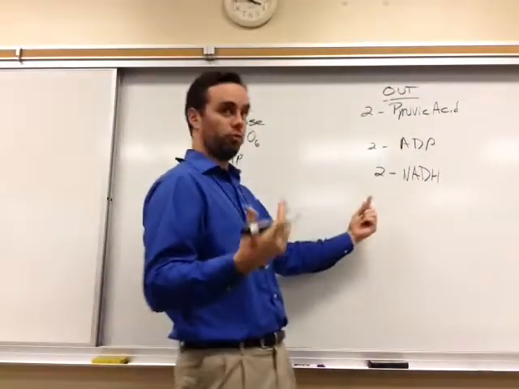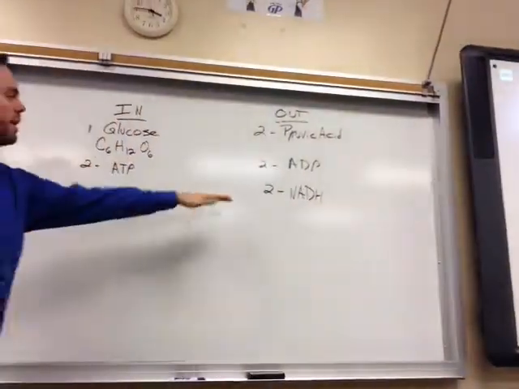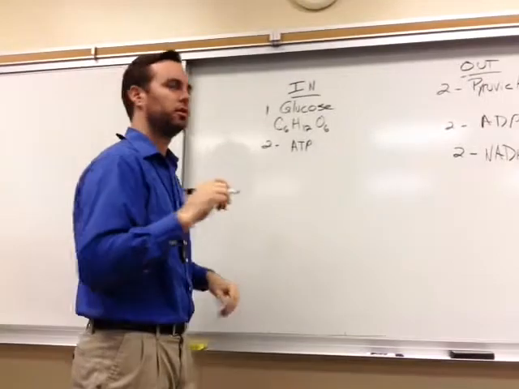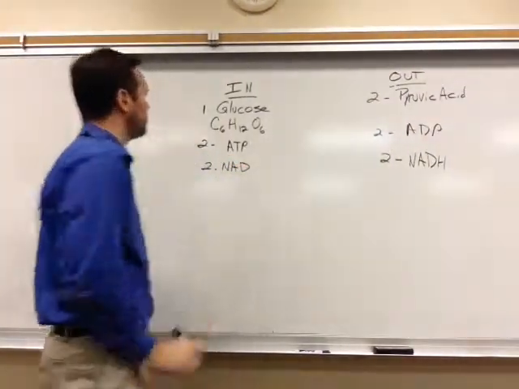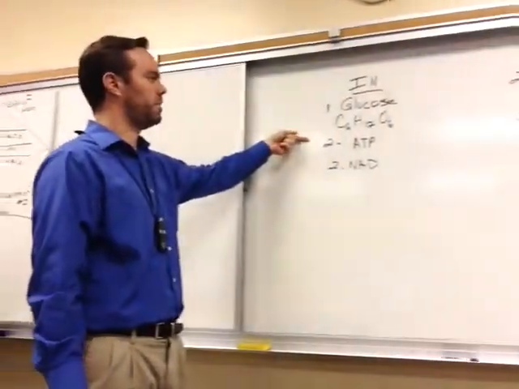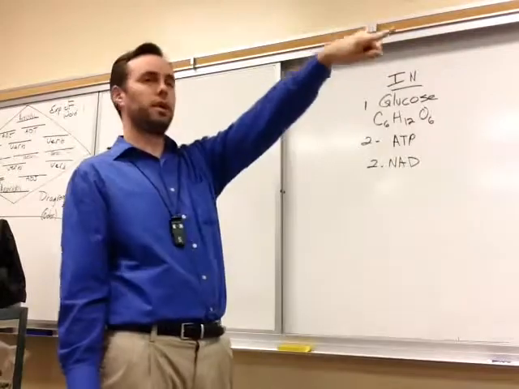To remember these, I remember the full bucket has more letters than the empty bucket of energy. What's the empty bucket that came in, Anthony? Very good. So 2 NADs. So we've got ATP coming in, 2 of them, ADP going out. 2 NADs coming in, 2 NADHs going out.